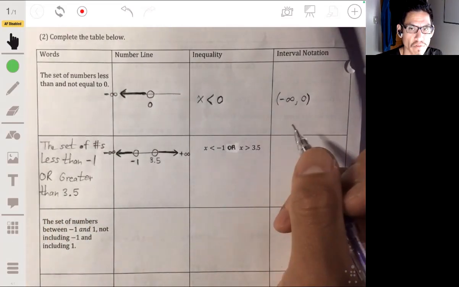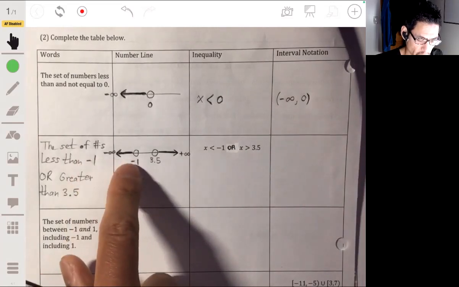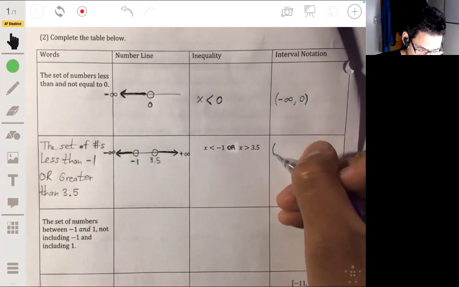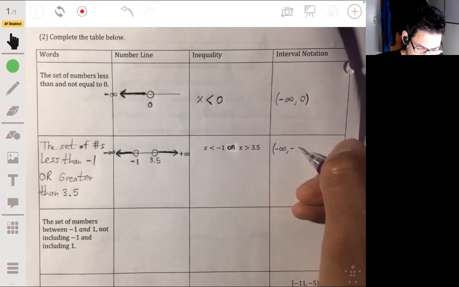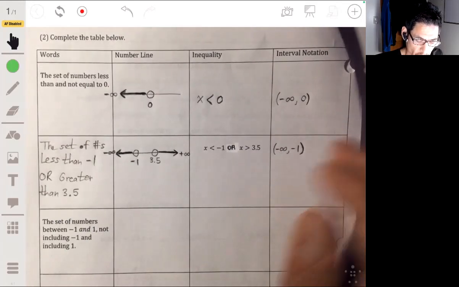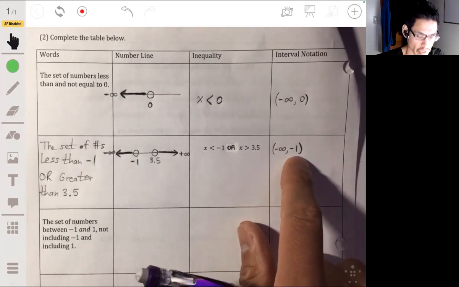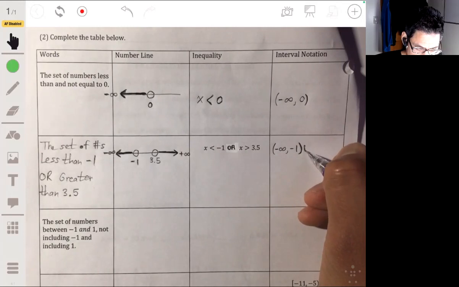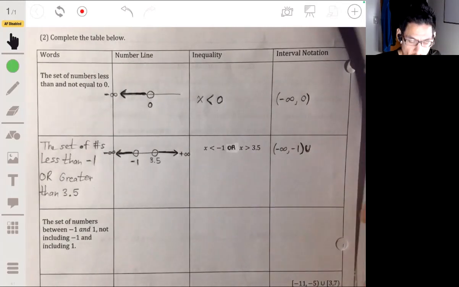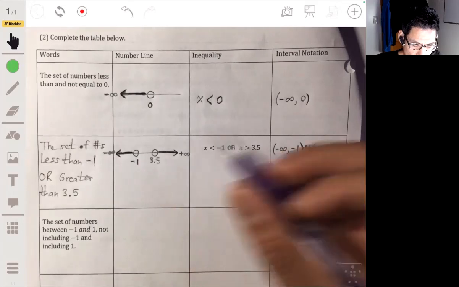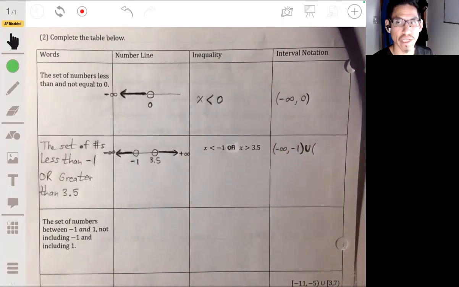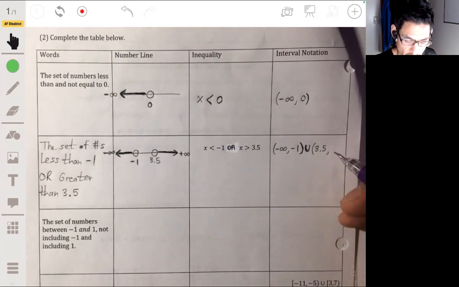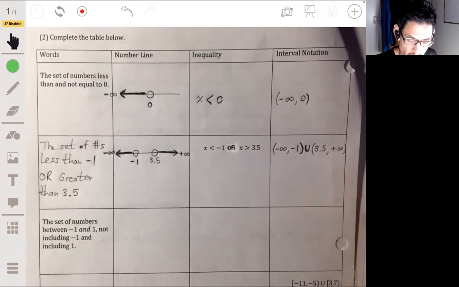Now with the interval notation, we're going to start with negative infinity to -1, putting them both in parentheses. Again, because we don't include each of those. We don't include negative infinity, we don't include -1. And then we're going to skip this region between -1 and 3.5. So we're going to use this union symbol, or U. And we're going to start up again at 3.5 with the parentheses because we don't include 3.5. We go 3.5, comma, positive infinity.